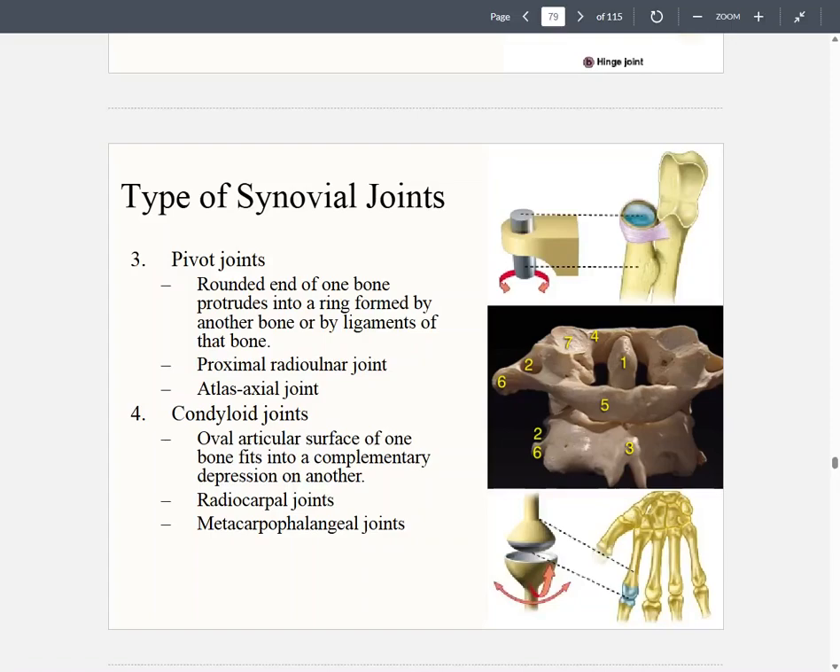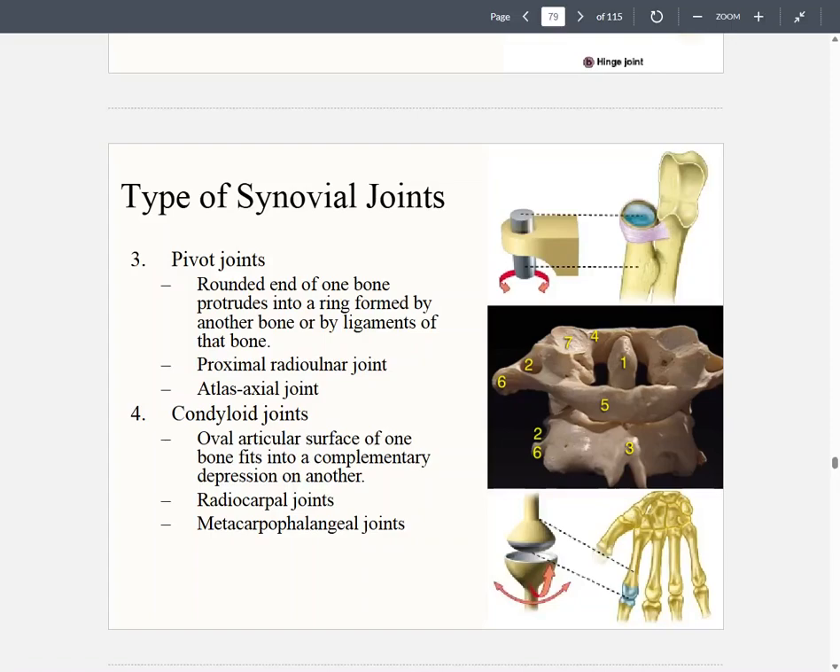Another type of joint is the condyloid joint. The condylar joint kind of looks like a ball and socket, but not quite. Instead of a spherical ball, it's more oval shaped, and it will fit into an oval shaped depression on the other bone. Examples of this: find where your finger connects to the palm of your hand. That is a condyloid joint. So the metacarpophalangeal joints, that's going to be a condyloid.